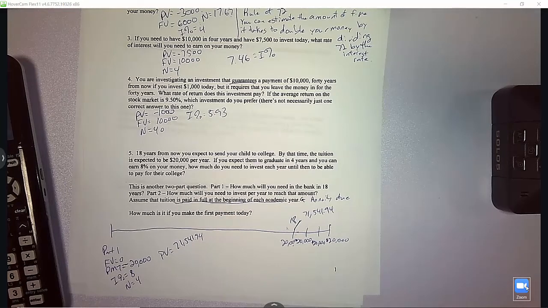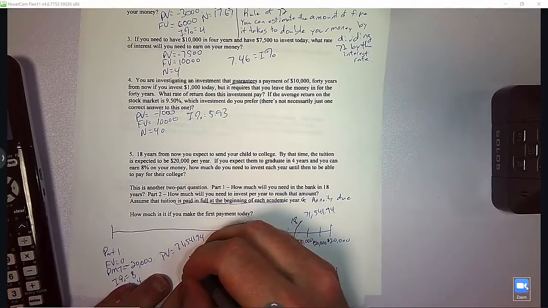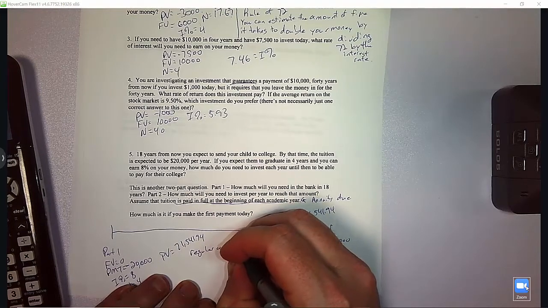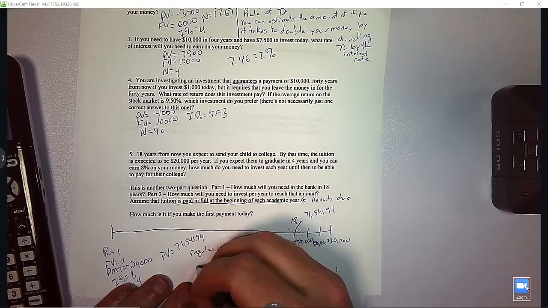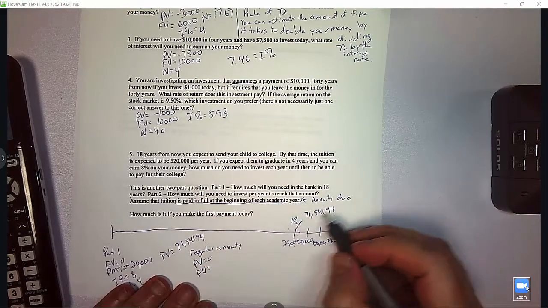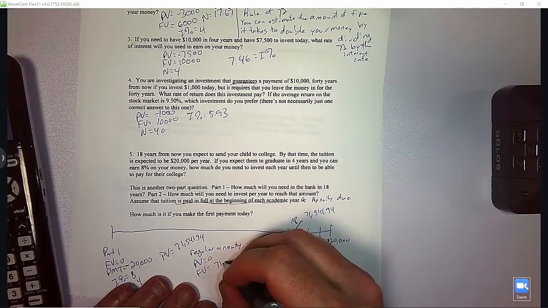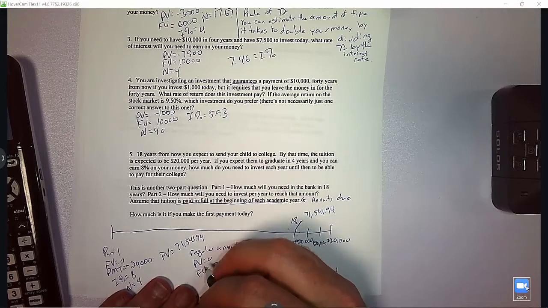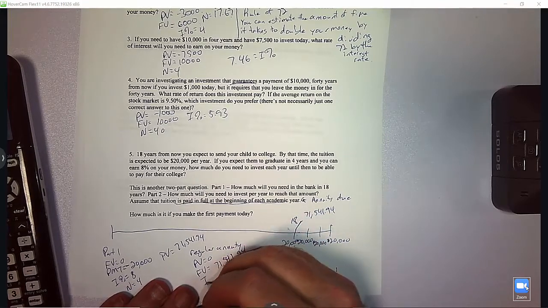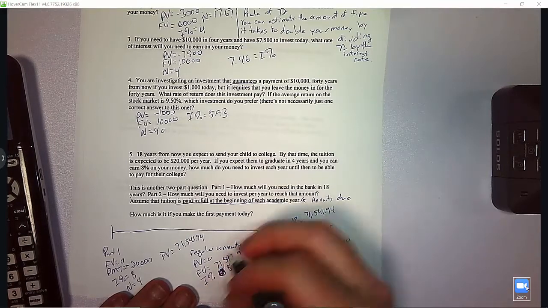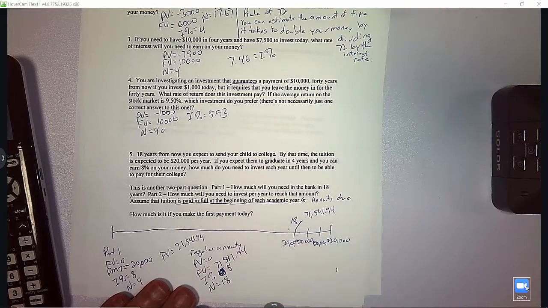So the first way I'm going to calculate this is making the payments at the end of each period. Okay. So this is a regular annuity. My present value is equal to 0. My future value is equal to this number here, 41.94. I'm searching for the payment. My interest rate is equal to 8. And my n is equal to 18.